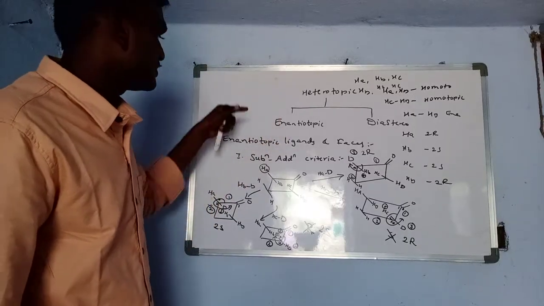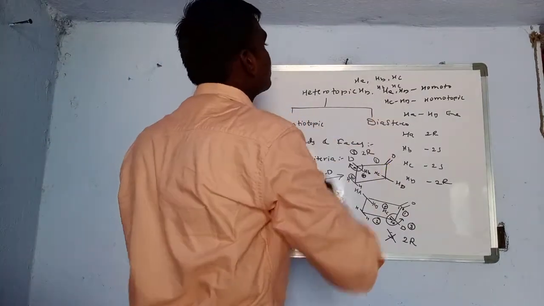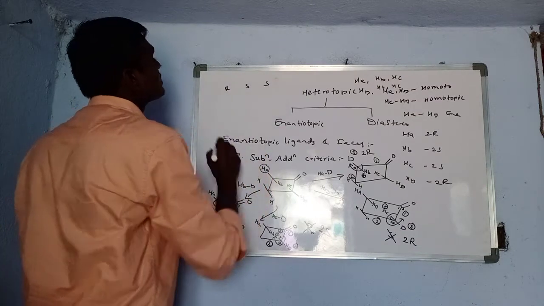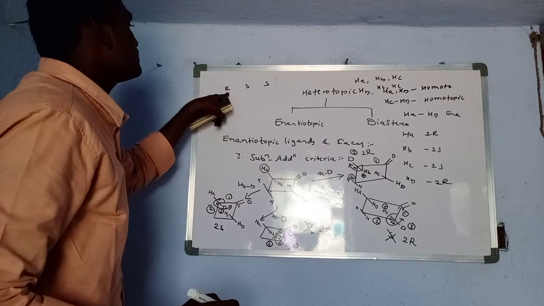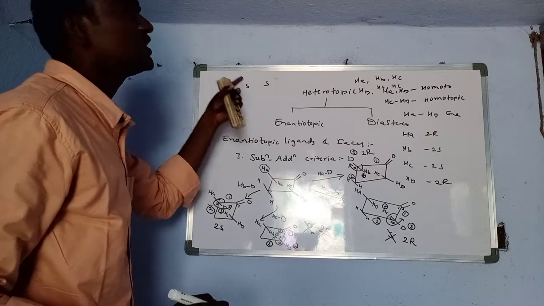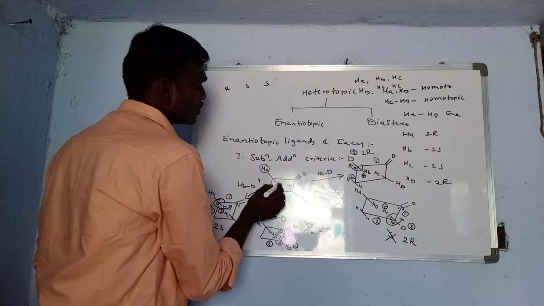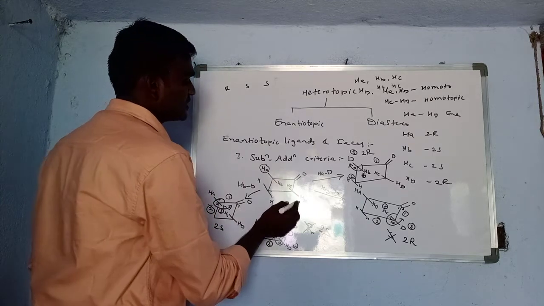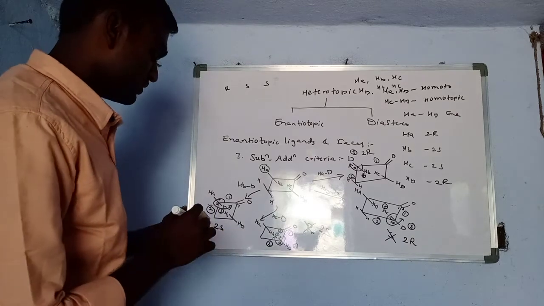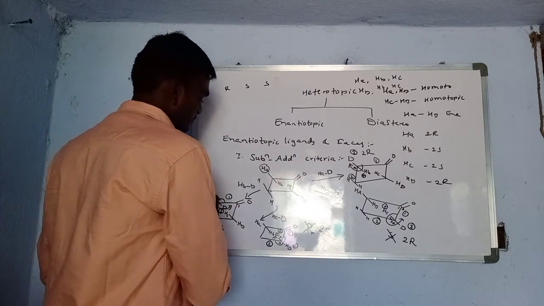HA is enantiotopic with HB and HC because the HA configuration is R, the HB configuration is S and the HC configuration is S. So whenever R and S configurations are there, those are said to be enantiotopic in nature. So HA is enantiotopic with HB and HC, and HD is enantiotopic with HB and HC. Okay, now what are enantiotopic ligands? Let's see what enantiotopic faces are.